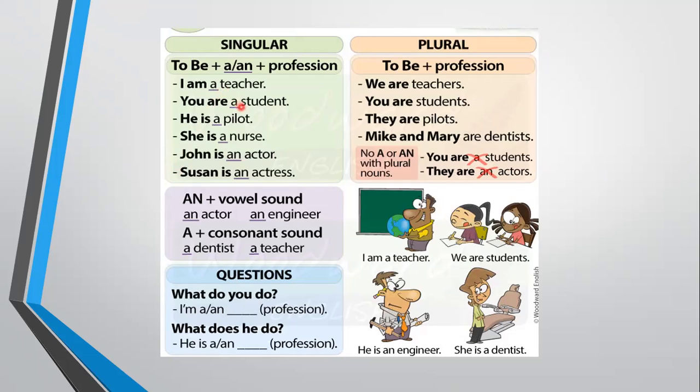Vaya, de igual manera, como veíamos el día de ayer, acá si ustedes ven, tengo teacher, I have a consonant, student, I have a consonant, pilot, I have a consonant, and nurse, I have a consonant. Voy a estar utilizando lo que es el A, lo que veíamos. A plus consonant sound, a dentist, a teacher. Ahora bien, en los siguientes, an actor, an actress, tengo lo que es una vocal, por lo cual utilizo an. An actor, an engineer.